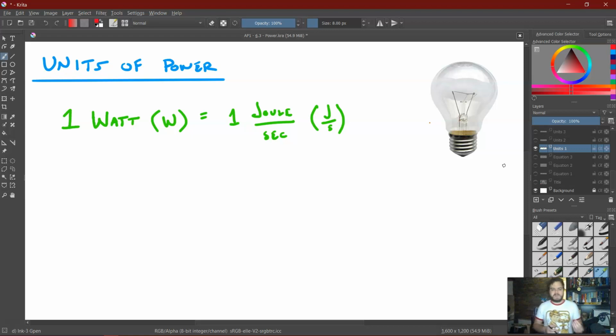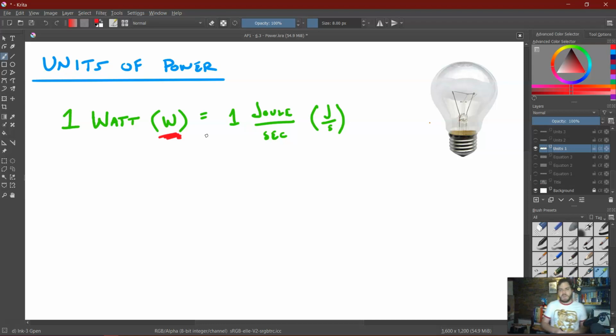So 1 watt, which is abbreviated with a capital W, is equal to 1 joule per second. And we need to be super careful here, because annoyingly, a watt is abbreviated with a capital W, so the unit capital W is watt, but the variable capital W is work. So we need to distinguish between the variable, which is work, and the unit, which is watt.